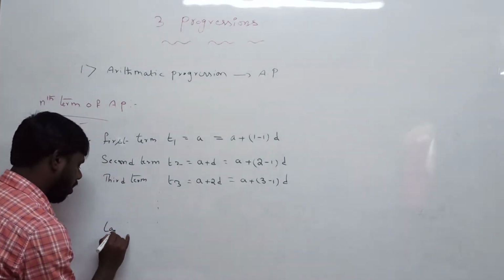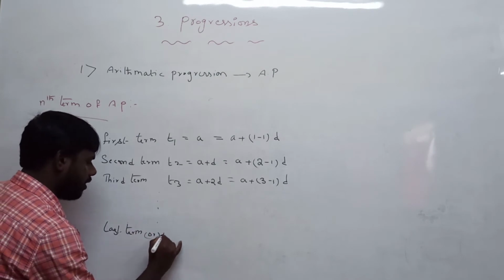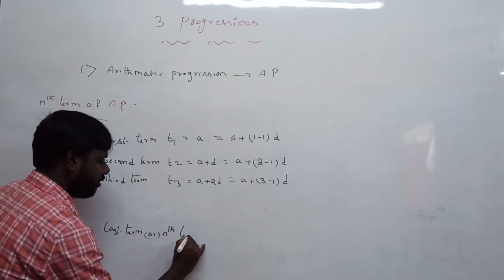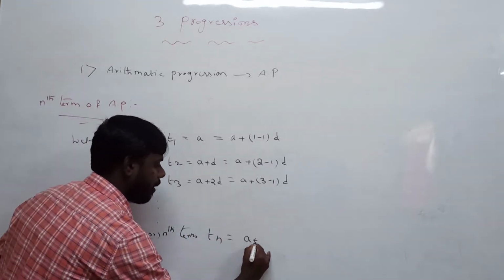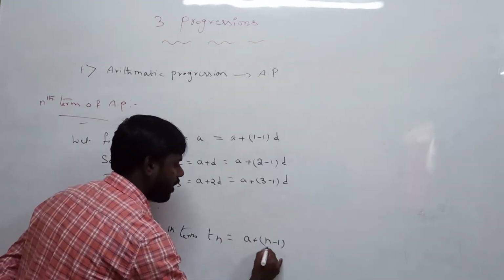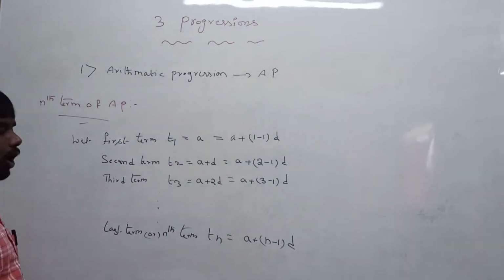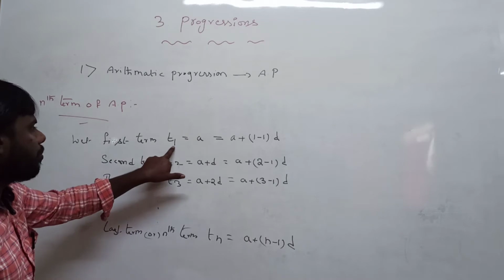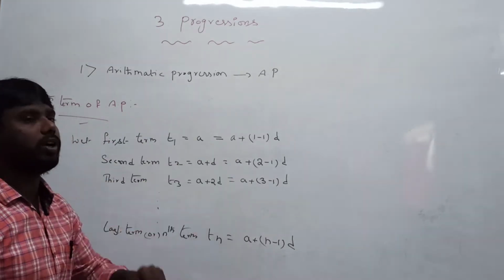Last term or nth term. So the nth term can be written as a plus n minus 1 into d. How did we get this? The first term is a, which is written as a plus 1 minus 1 into d.